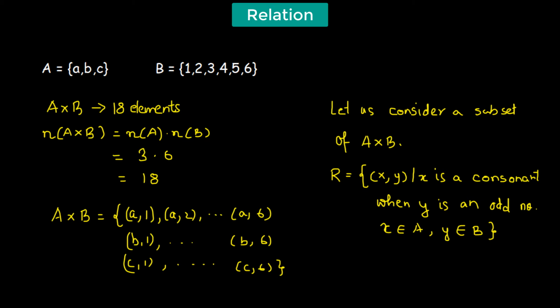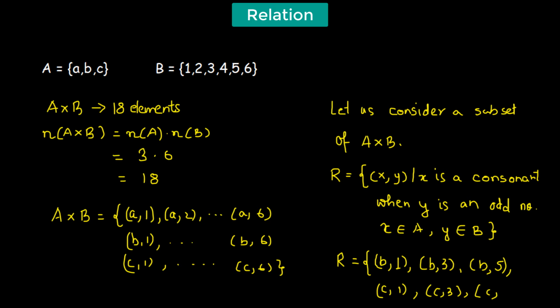So we can find all the ordered pairs which satisfy this relationship between x and y. If we pick up the consonant b, then y must be picked up from B and it must be an odd number. So we have b1. The next ordered pair will be b3 and the next one will be b5. Then we go for the second consonant in our set A, which is c, and we have to pick up odd numbers from B. So that will be c1, c3 and c5.